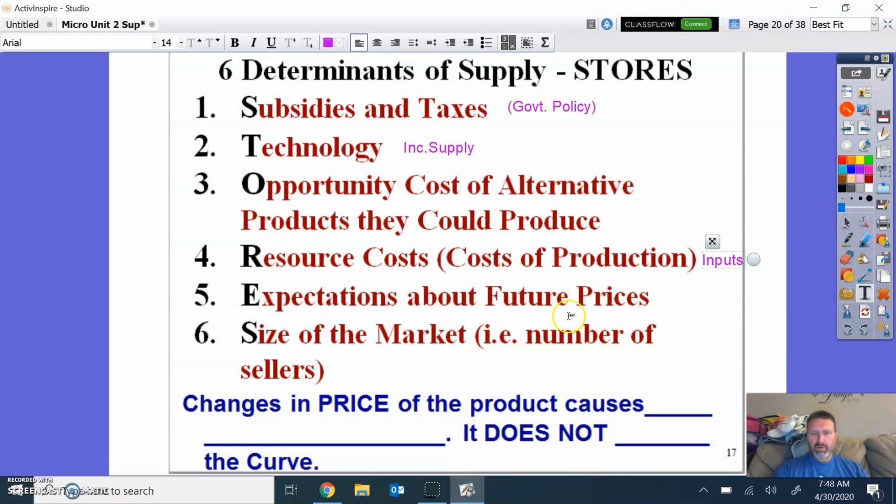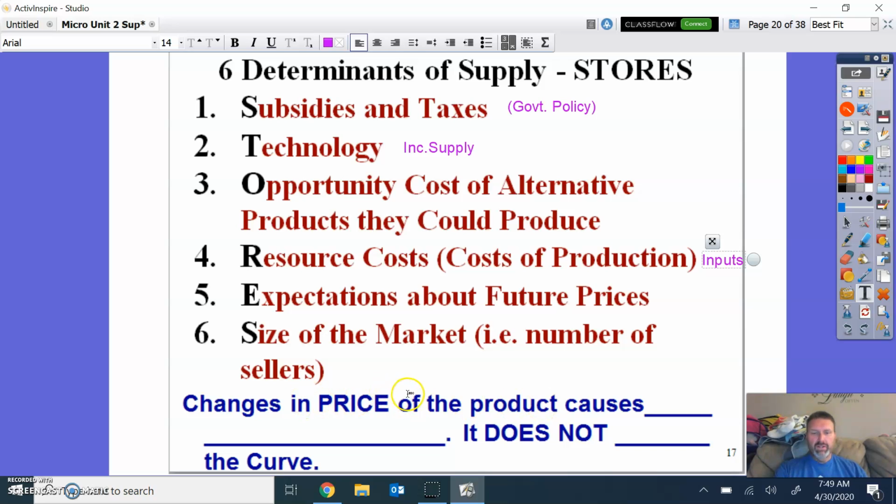Expectations, again, about future prices. But this one's a little more backward, because if sellers think that prices are going to be much higher in the future, they'll hold off producing now. Supply will move in now because they'll wait to put all of their releases out when they think the price will be higher. And the number of sellers. More sellers, more supply, fewer sellers, less supply.